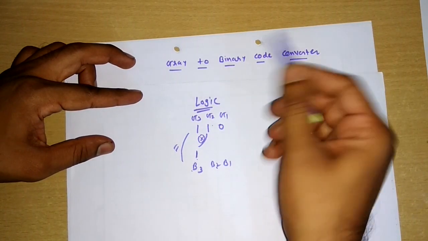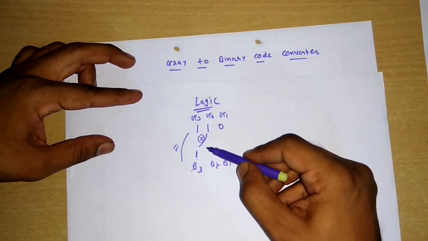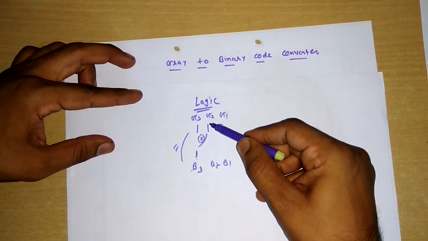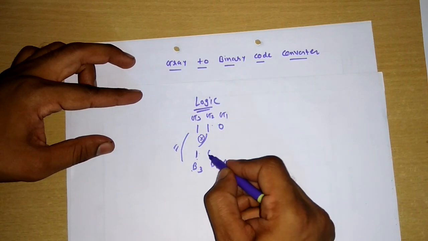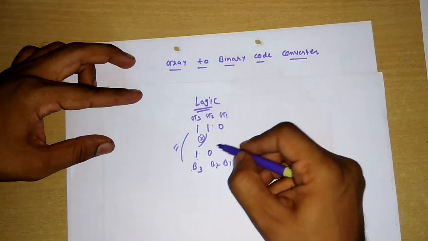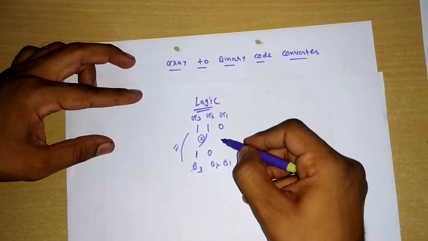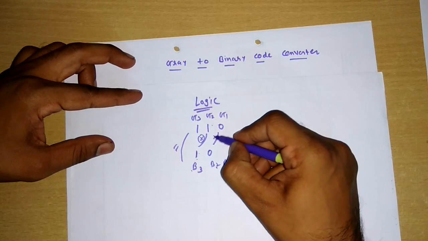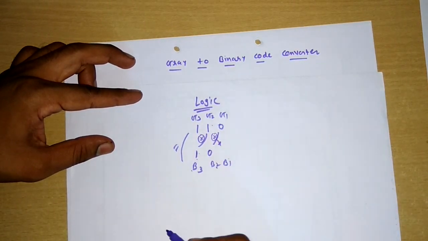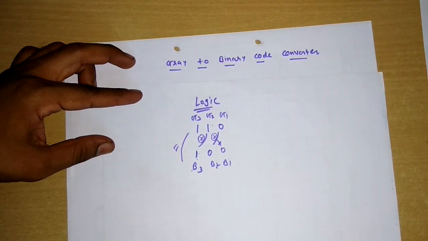See, in the binary to gray code converter we were doing XORing of the next two inputs, but here we are going to do XORing of the next input bit and the previous output bit. So 1 XOR 1 gives us 0. To get B1, the same condition applies: you have to do XORing between the previous output, which is now B2, and the next input. XORing of these two, 0 and 0, gives you output 0, because the numbers are the same.